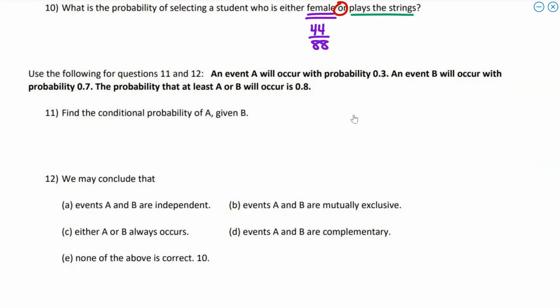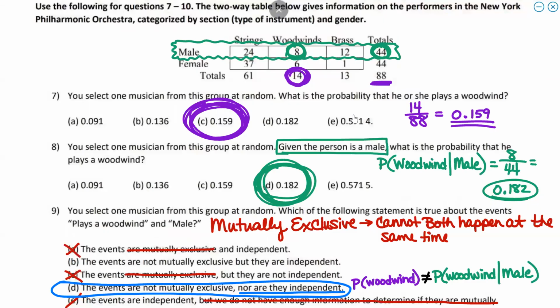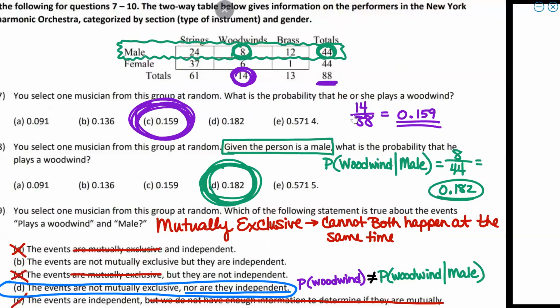I know for an or I'm going to be adding, but what else do I have to watch out for with an or? Double counting. So I'm going to add something, but then I'm going to need to subtract something. I'm going to have to subtract if they meet both categories. I wanted to know female or plays the strings. What proportion of people in this orchestra play strings? 61 out of 88.